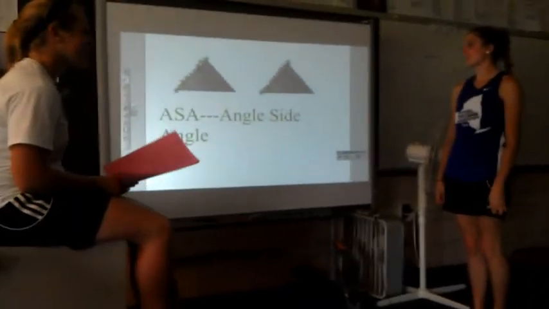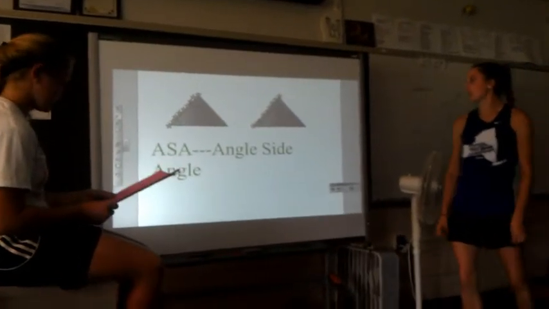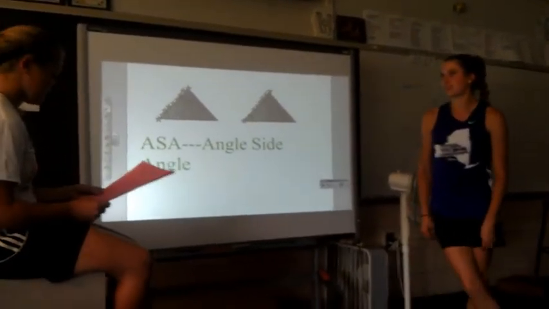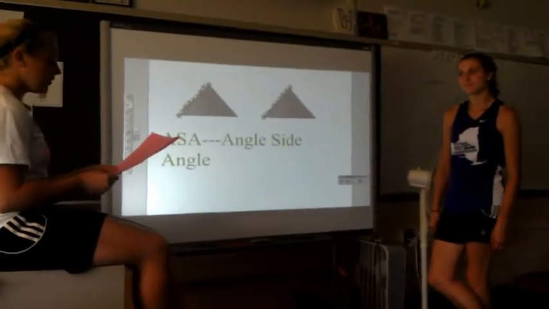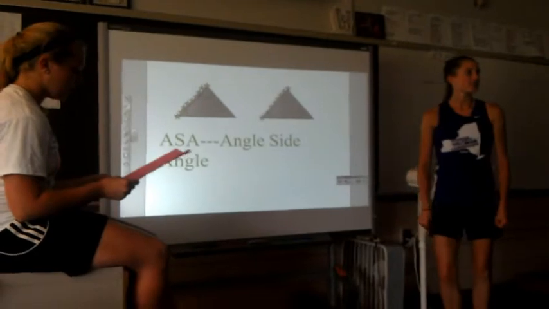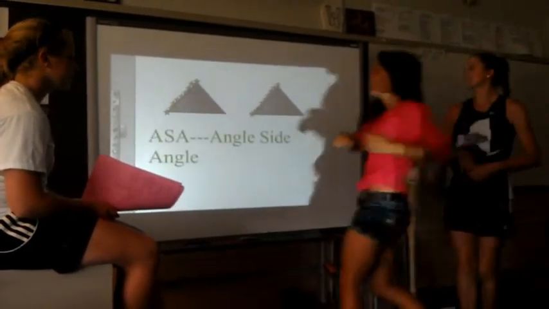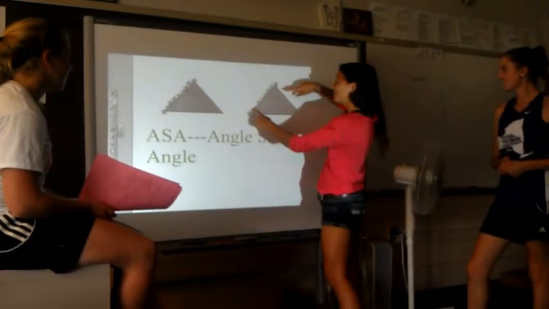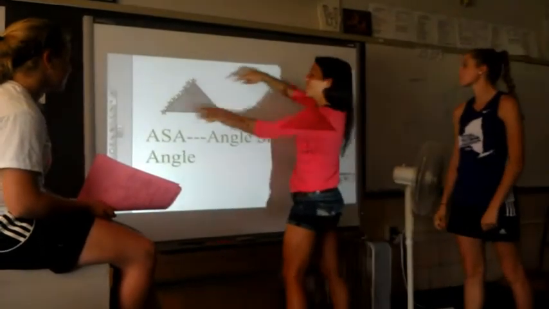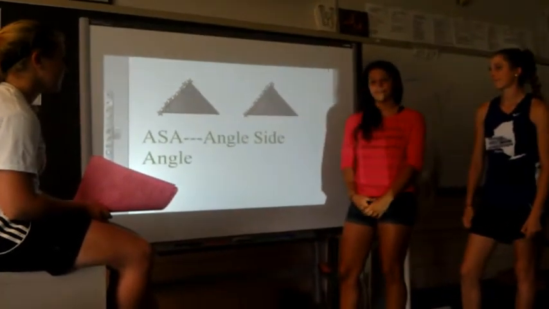Okay, so now we're going to go through some congruence theorems. Kelsey, would you read us the definition of angle, side, angle? I sure will. If two angles and the included side of one triangle are congruent to the corresponding parts of another triangle, the triangles are congruent. Our model, will you please come demonstrate this for us? So basically that means that if you have these two angles here on both triangles, and the side in between, then those two triangles are congruent.